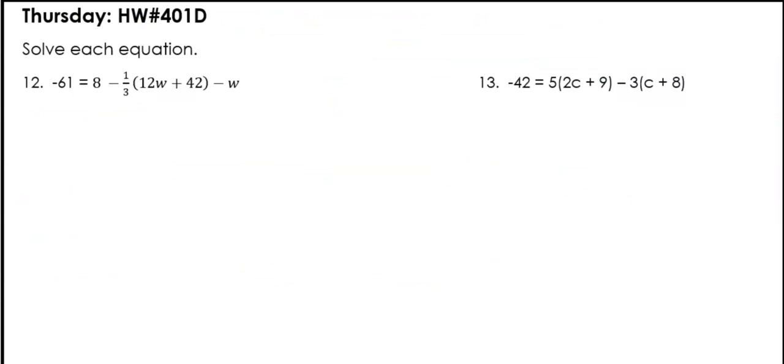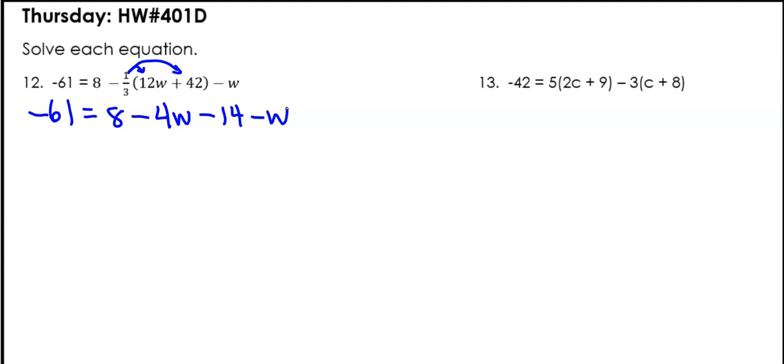Last section. Let's solve some equations here. So I need to clear my parentheses first. So this stays the same. The 8 stays the same. But negative 1 times 12 is negative 12. And then divide by 3. That's what 1/3 times 12 is, or you can use your calculator. Negative 1/3 times 12 is negative 4. And the w comes along. And then negative 1/3 times 42 is negative 14.